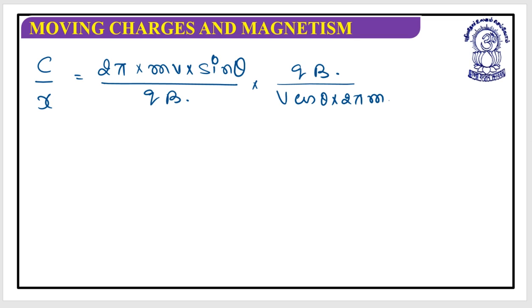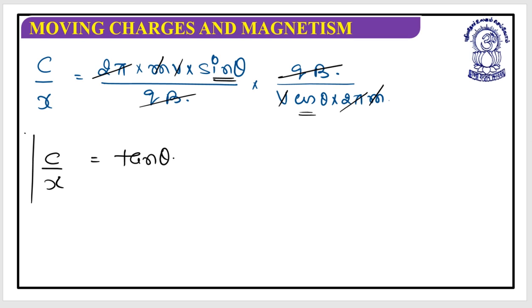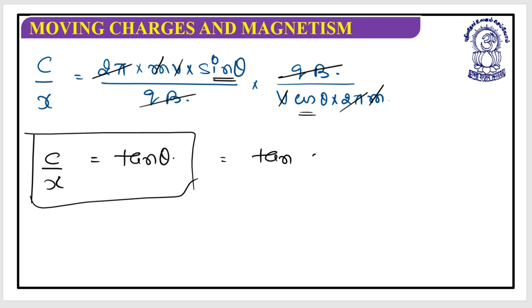Let's try to solve this. qB has been cancelled. This is 2 pi, this is 2 pi, m and m have been cancelled. Again v and v have been cancelled. So this is equal to sin theta by cos theta, which is tan theta. So this is the ratio of C to x, the circumference of the helix to the pitch. So C by x is tan theta, and according to this question it should be tan 30 degrees.